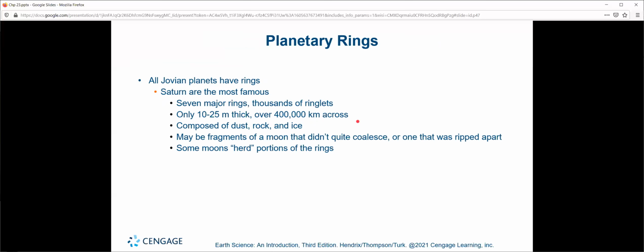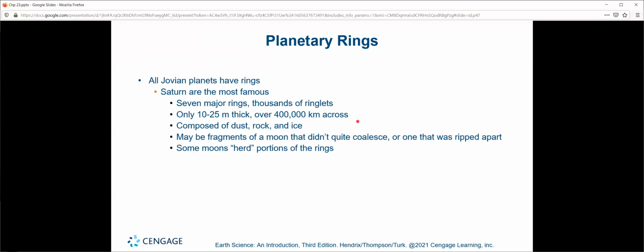And when you think of the gas giants, you're probably picturing Saturn and its gorgeous rings. In fact, all the gas giants have rings. Saturn being the most famous, but Jupiter, Uranus, and Neptune have them too. You probably picture Uranus with rings as well, but Jupiter and Neptune have rings too. But we can focus on Saturn. There are 7 major rings and thousands of smaller ringlets surrounding Saturn.